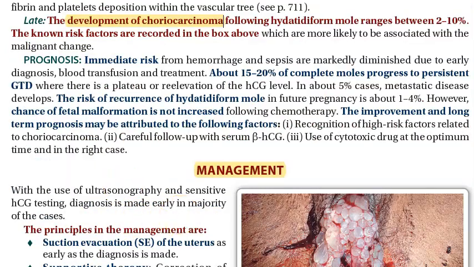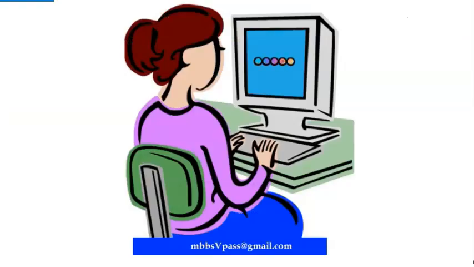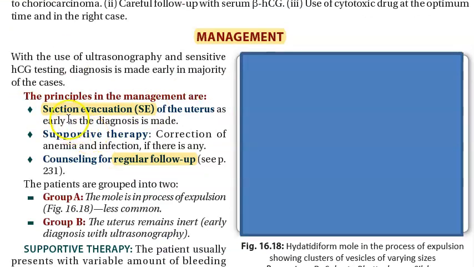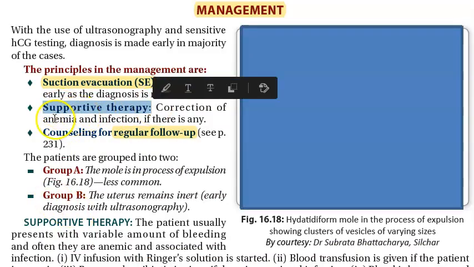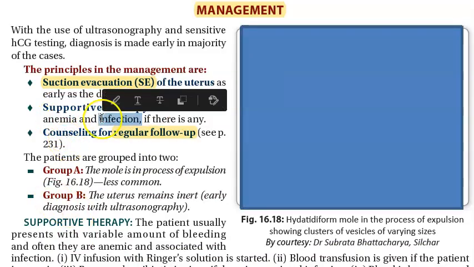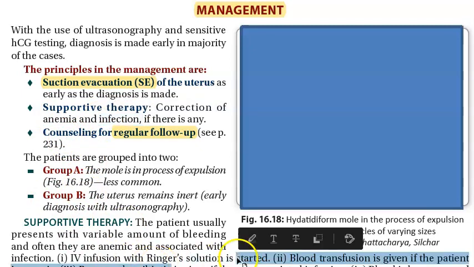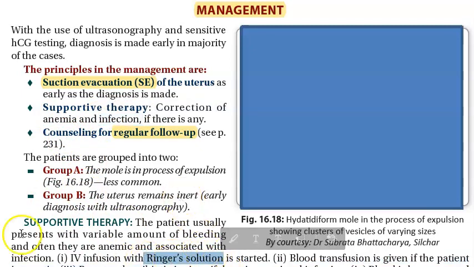Now, how will you manage this case? Let us look at the management, guys. Management, you will do suction evacuation of the uterus. Remember, SE, suction evacuation you will do. Supportive therapy you will do, that is, if they have anemia, treat that. If they have infection, treat that, right? They're talking about infusion of Ringer's solution, etc., and supportive care. Basically, you have to regularly follow up with these people. You have to counsel them.